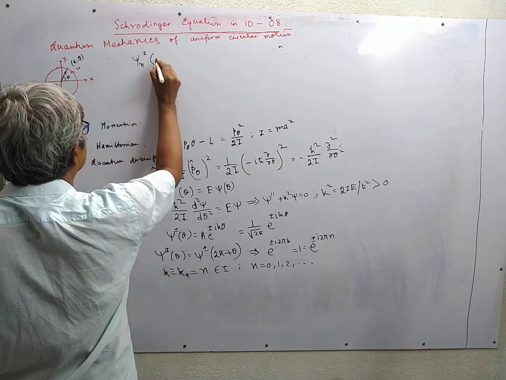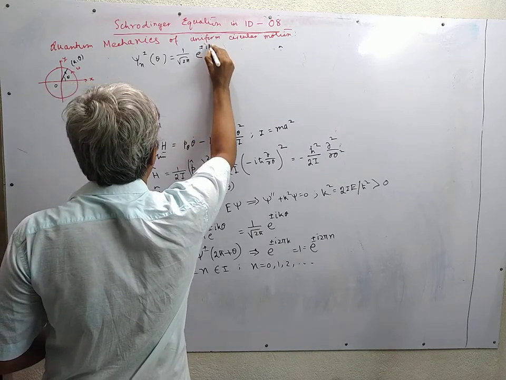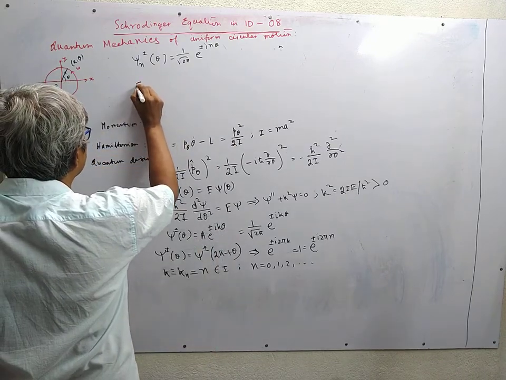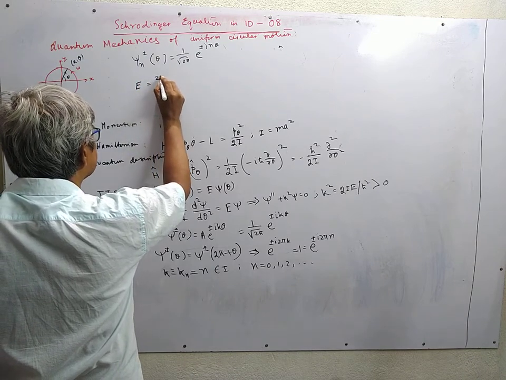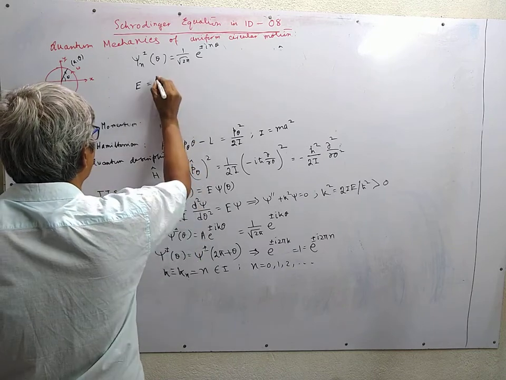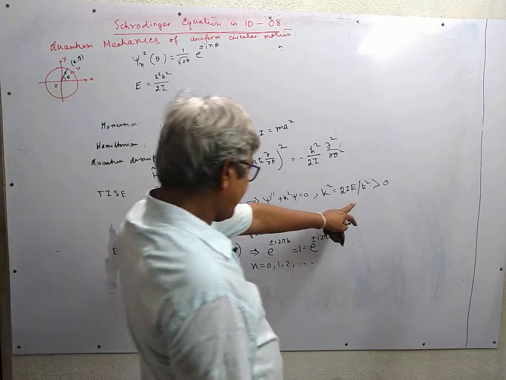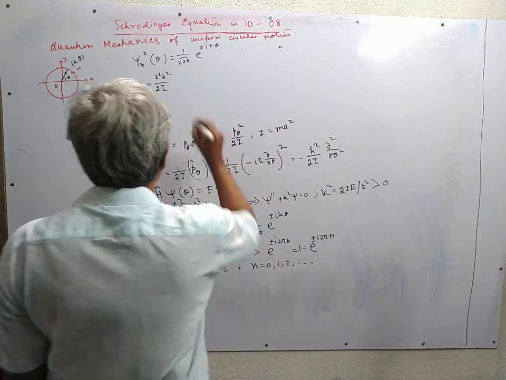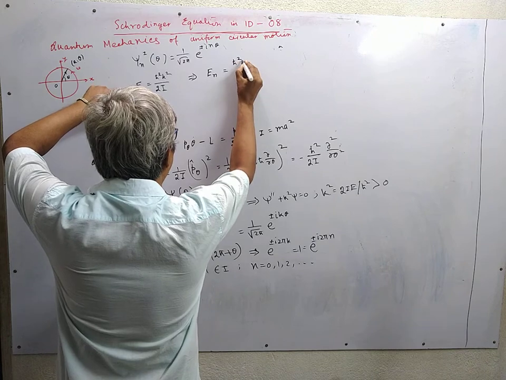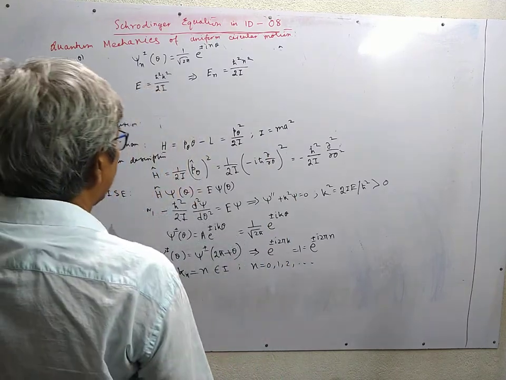psi n plus minus of theta is equal to 1 upon root 2 pi e to the power plus minus i n theta. And the corresponding energies are, since energy E is equal to ħ square k square by twice I, this now becomes, since k is quantized, we write it En is equal to ħ square n square by 2I. This is the energy quantization. So the energy values are quantized.